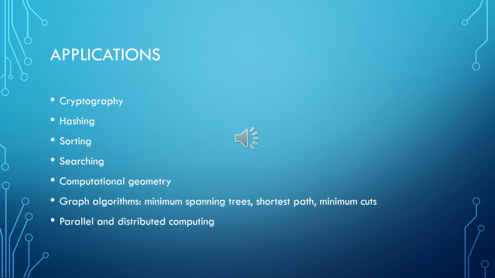Randomized algorithms are used in cryptography, hashing, sorting, searching, computational geometry, and graph algorithms such as minimum spanning trees, shortest path, minimum cut, and parallel and distributed computing.